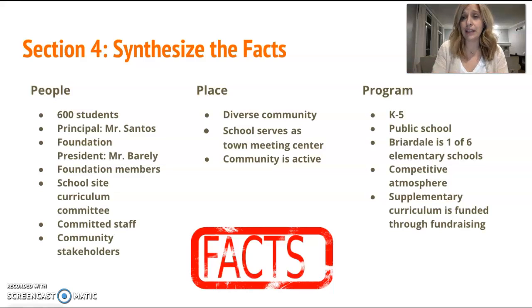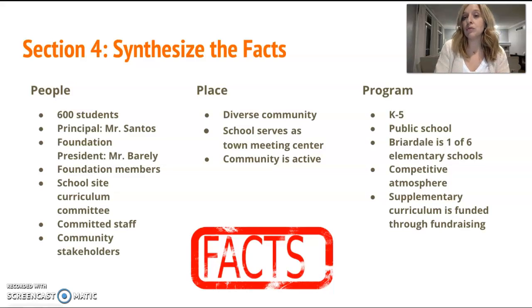They have a very committed staff at Briardale Elementary. They have been there for a long time, and once someone starts there, they tend to stay there. And the community stakeholders have a great interest in the school. The school district has a lot of support for school sports, and they all like to use the school. Briardale Elementary is kind of their town meeting center. So it's definitely a place where the school means something to the community, and the community is really diverse and has a large group of people from varying backgrounds. And the community is really active, not only in the foundations, but in the schools as well.